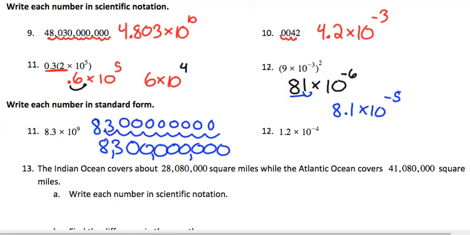For 12, what happens when you have a negative exponent? Well, that means just moving the decimal towards the negative values. So 1, 2, 3, 4. So now my decimal is out here, and I end up with that as my final answer.